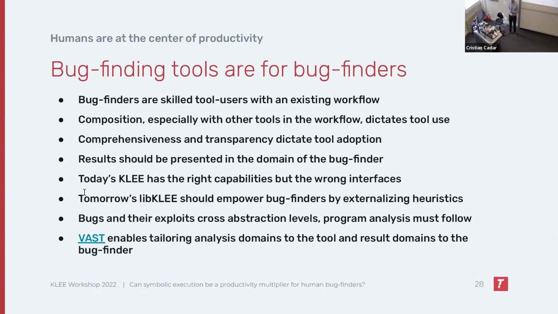And the last thing to take away is that bugs happen at all the levels, and it's really important to see how bugs cross all the levels. And hopefully one tool that everyone can adopt is VAST. You don't need to adopt it, but it's worth looking into. And yeah, any questions?